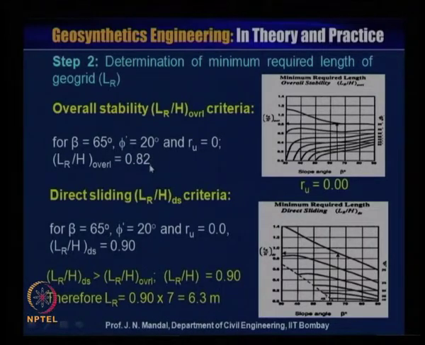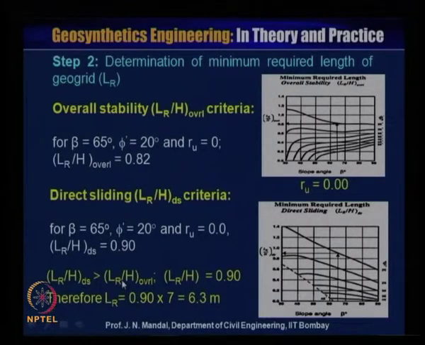So, we check what will be the K required. We also check what will be the LR by H for overall stability, that is 0.82. We also know what LR by H is due to direct sliding, that is 0.90. Now, you check whether LR by H for direct sliding is greater than LR by H for overall stability or not. Here you can see that LR by H for direct sliding is 0.90. So, this is greater than the LR by H for overall stability.